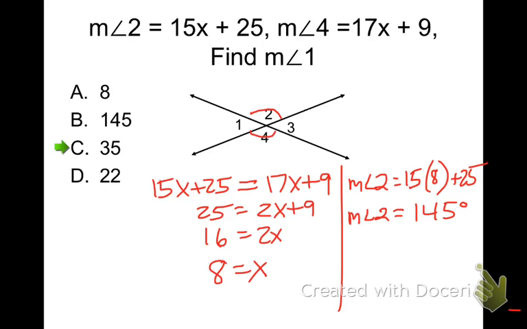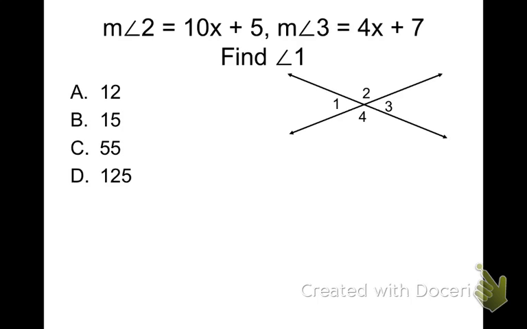Angle 1 is the supplement of angle 2, and therefore the measurement of angle 1 is going to be the difference of the measurement of angle 2 from 180 degrees. So that should be the 35 that we knew the answer was.